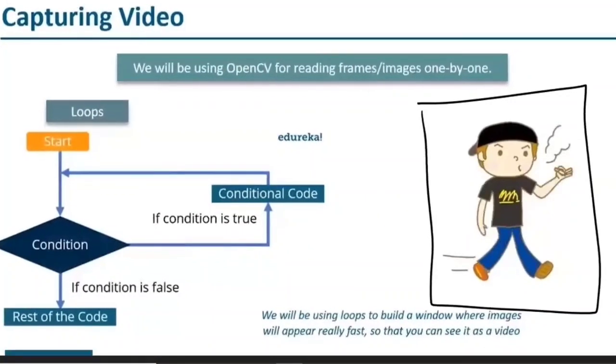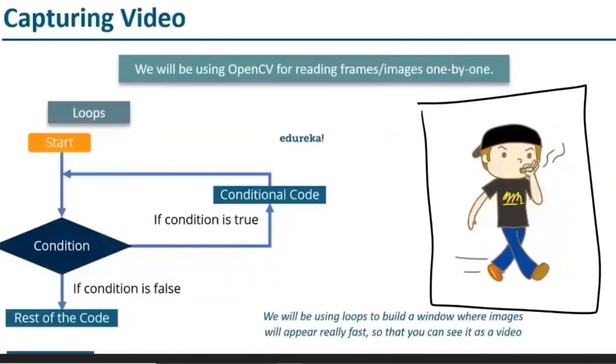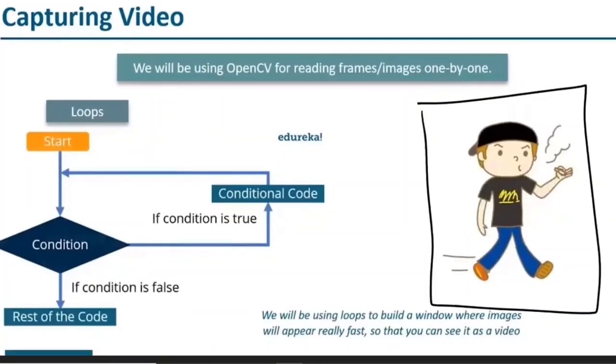Now what you are observing is that this person is walking and smoking. But actually there are 2 images, one moving in the forward direction and one in the backward direction. You will feel that this person is walking and smoking, but actually it is not. A group of images playing continuously is called a video. Video means just a group of images.